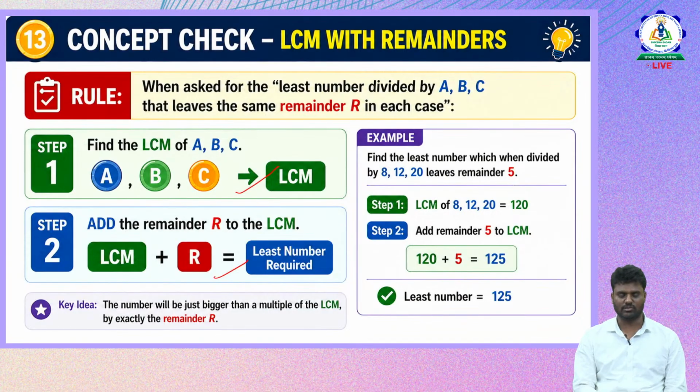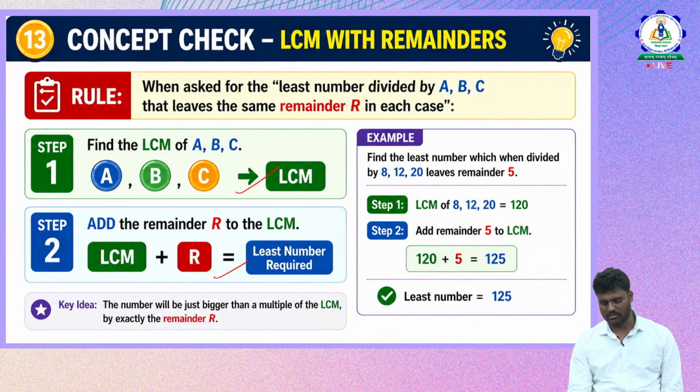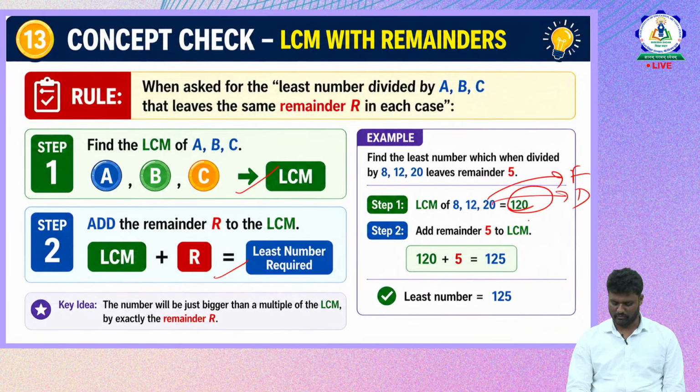We don't need a complete long solution. If you just identify the LCM and add the remainder, you will get the required number. For example, let us take: find the least number which when divided by 8, 12, 20 leaves the remainder 5. In step 1, we identify the LCM of 8, 12, 20. We get 120, either through the factorization method or the division method. Now we have to add the 5, so 120 plus 5 equals 125. The least number is 125.